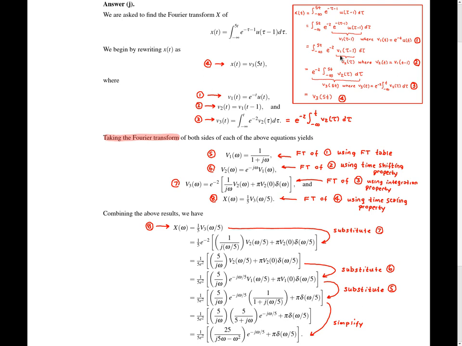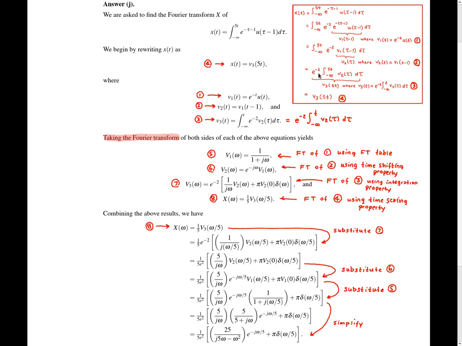Now I'm going to relabel v1 of tau minus 1 as v2 of tau, where the function little v2 is defined according to equation number 2 here. This allows me to replace this underlined expression with v2 of tau, which gives me this next line. At this point I can label the entire right-hand side of this equation as v3 of 5t, where the function v3 is given by this formula in equation 3. Then I can replace the entire right-hand side with v3 of 5t, which gives me this last expression, which I've labeled equation 4.